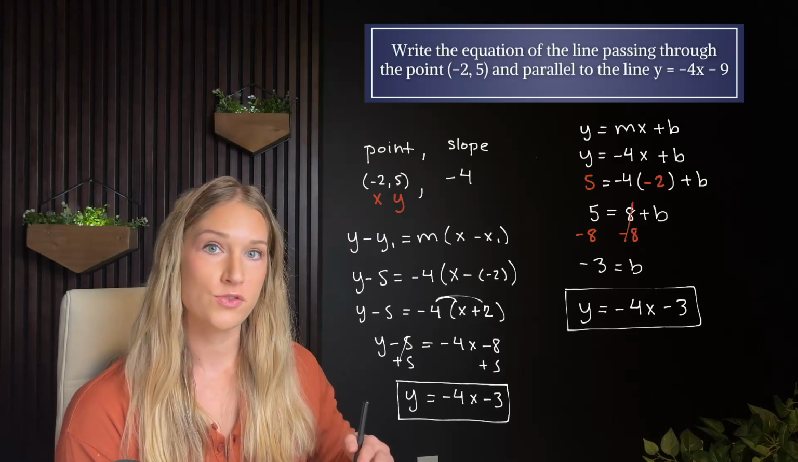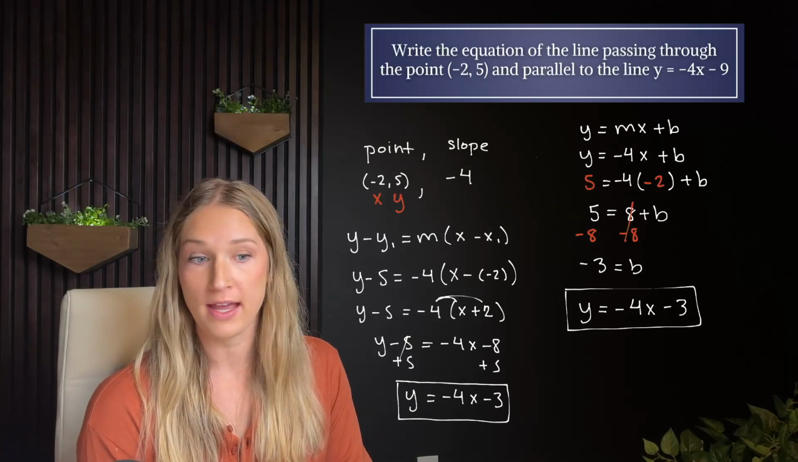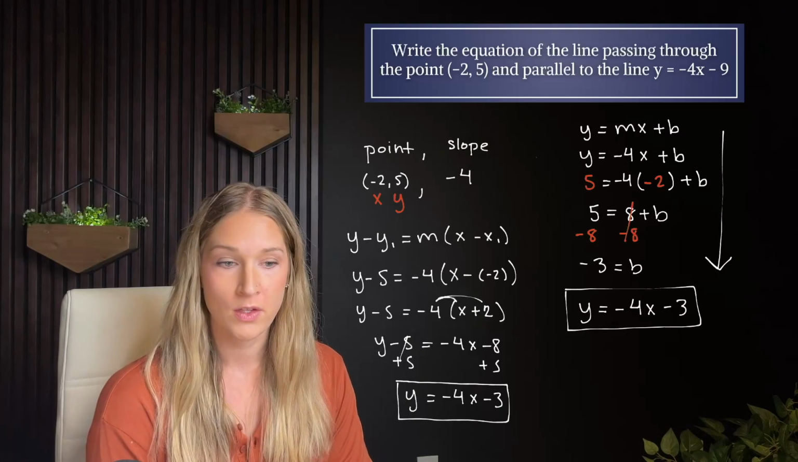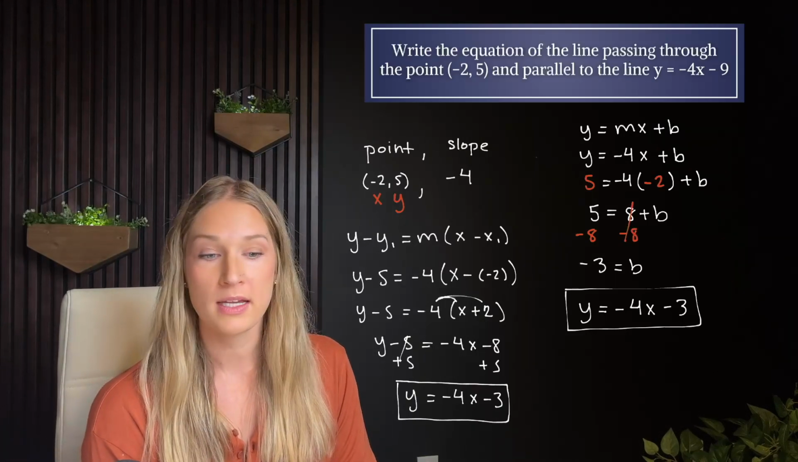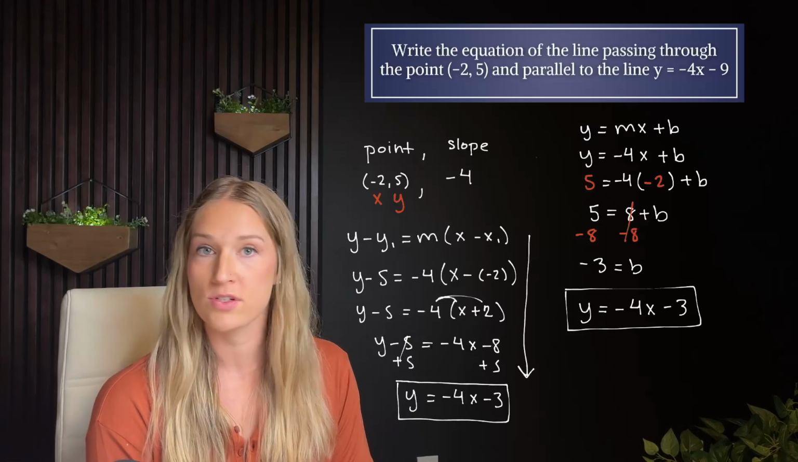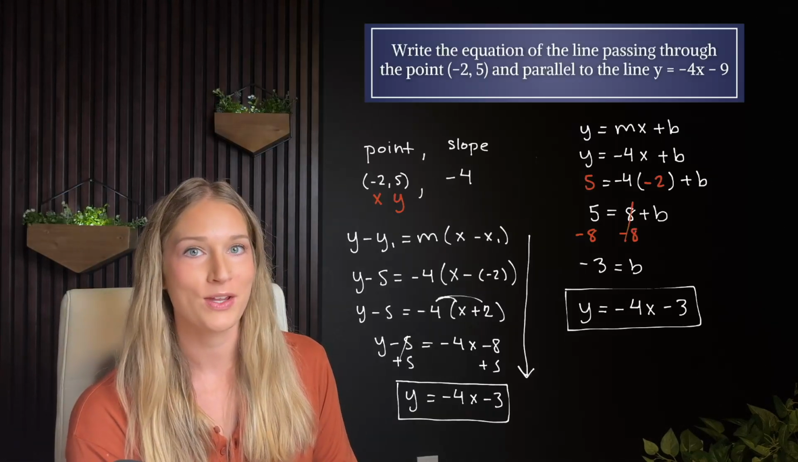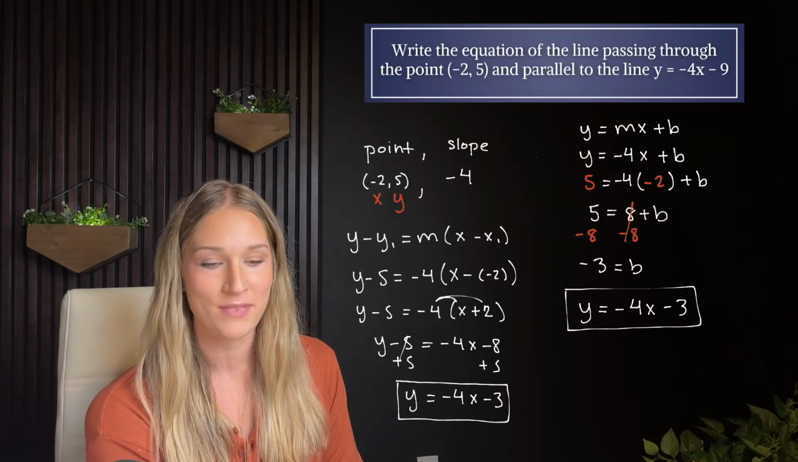You can either use your point, plug it in for x and y, and find b, and that's what I did over here, or you can use the formula that's specifically designed for this type of thing, plug in your point and your slope, and then just solve for y. Either way, we found the equation of our line. And that is all.